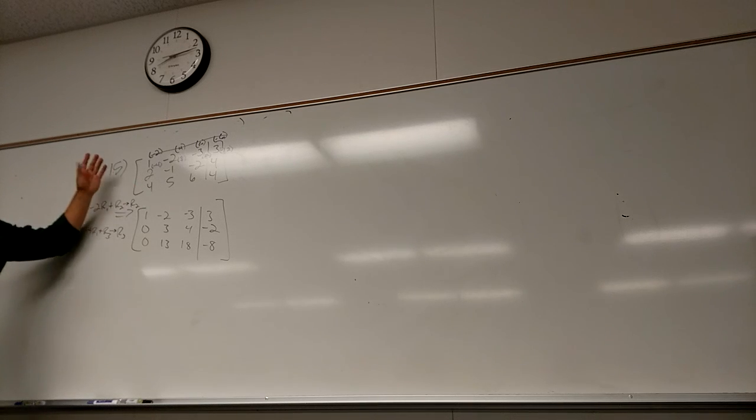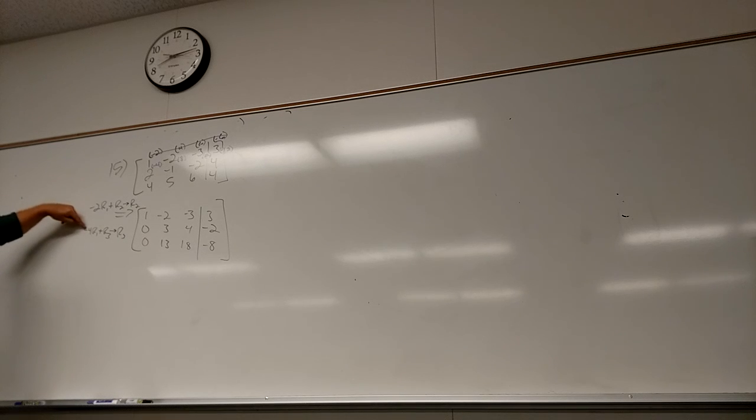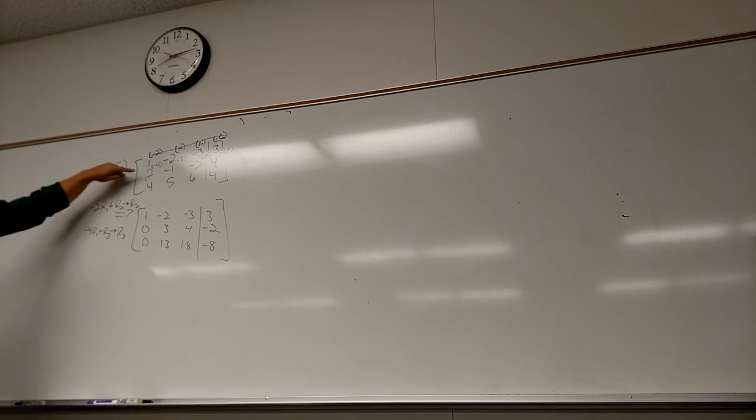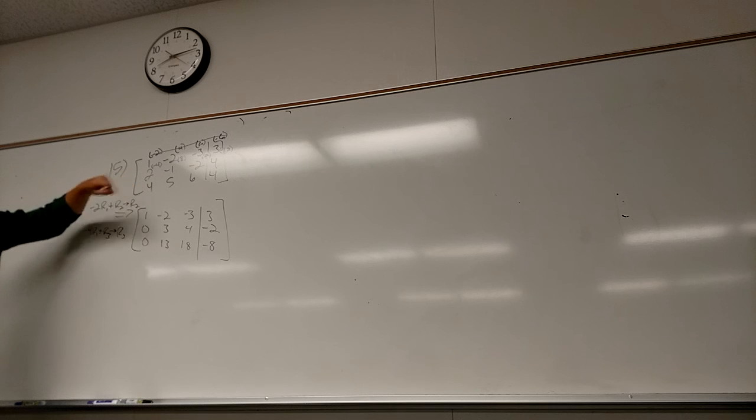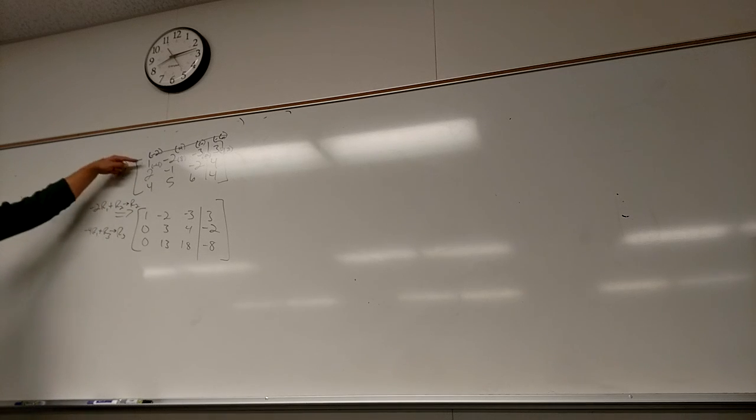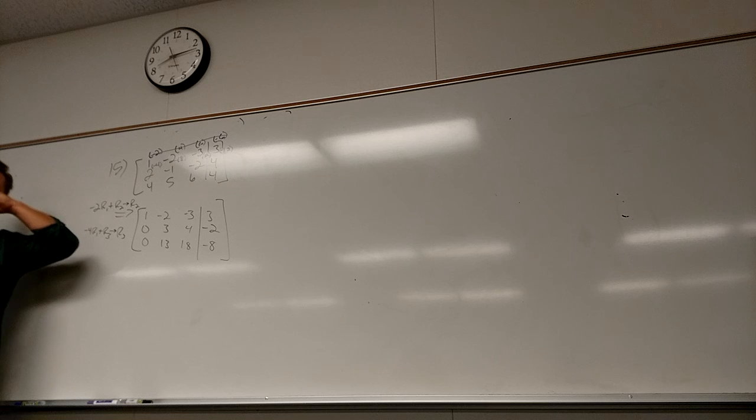No, that's beautiful. Instead of doing this, you could have done -2 times row 2 plus row 3. You could have done that first. It wouldn't mess anything up. You don't have to use the 1. Okay.